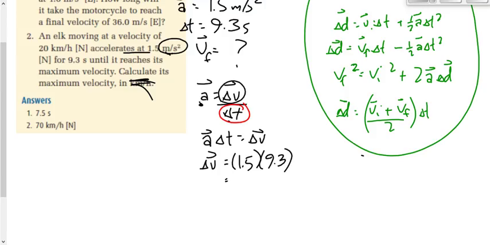When I multiply those two numbers together, 1.5 times 9.3, I get 13.95. Okay, so there's delta V, my change in velocity. But remember, that's equal to VF minus VI. What do I want to solve for now?